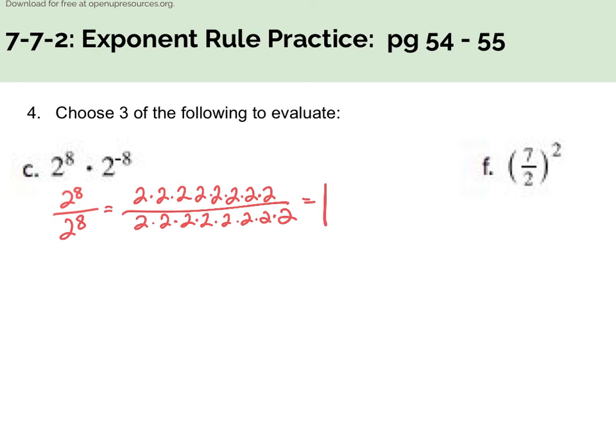And if we divide all of these out, it's going to be a positive 1, just like the other ones with the 10 that we did before. On F, we're going to have 7 over 2. Multiply it out twice. 7 times 7 is 49. 2 times 2 is 4.